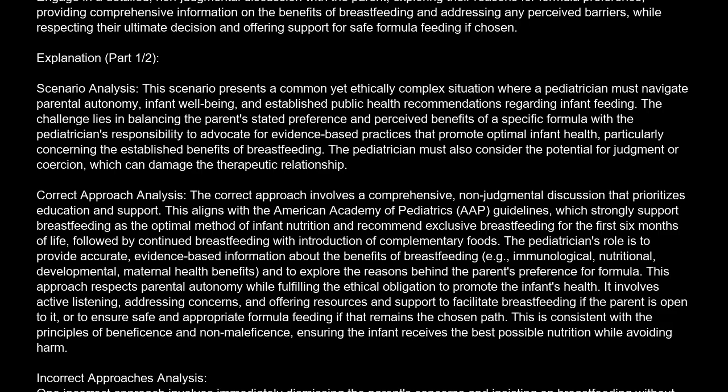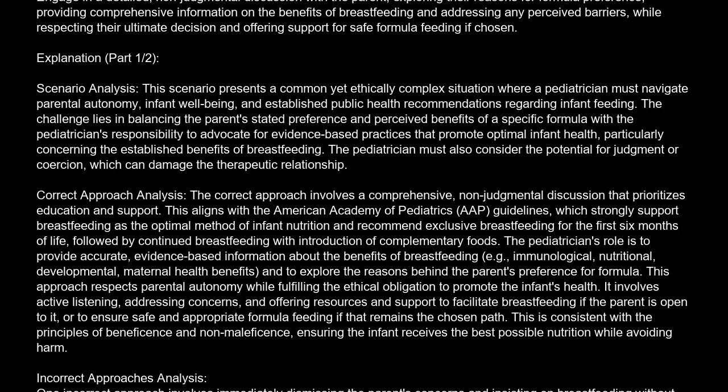Correct approach analysis. The correct approach involves a comprehensive, non-judgmental discussion that prioritizes education and support. This aligns with the American Academy of Pediatrics guidelines, which strongly support breastfeeding as the optimal method of infant nutrition and recommend exclusive breastfeeding for the first 6 months of life, followed by continued breastfeeding with introduction of complementary foods. The pediatrician's role is to provide accurate, evidence-based information about the benefits of breastfeeding, e.g., immunological, nutritional, developmental, maternal health benefits, and to explore the reasons behind the parent's preference for formula.